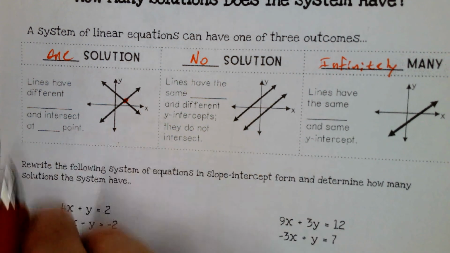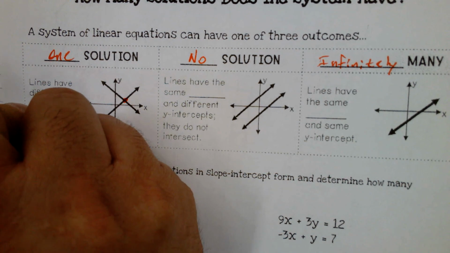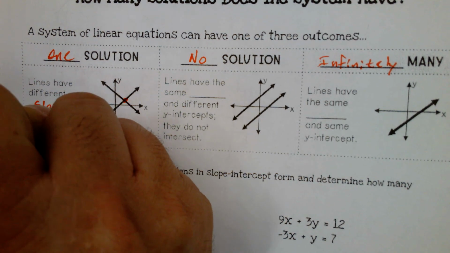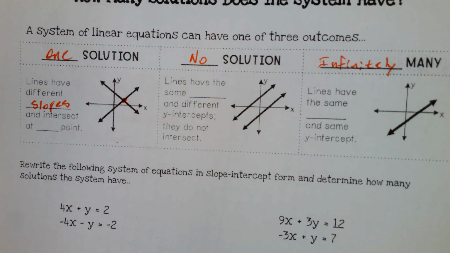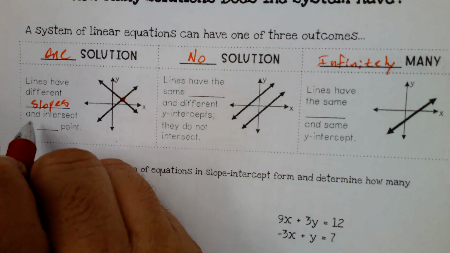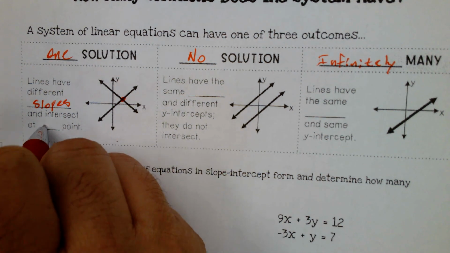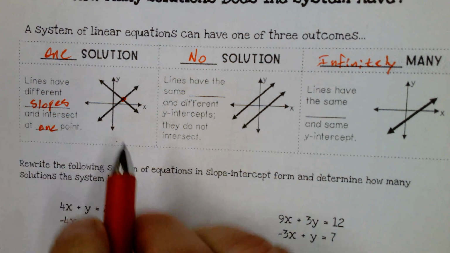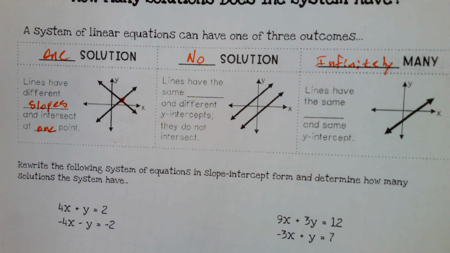So in this case, the lines have different slopes. If we're looking at our two equations and we notice they each have a different slope, then there's going to be one solution. And most of the time, that's what's going to happen. They intersect at one point. We already talked about that.